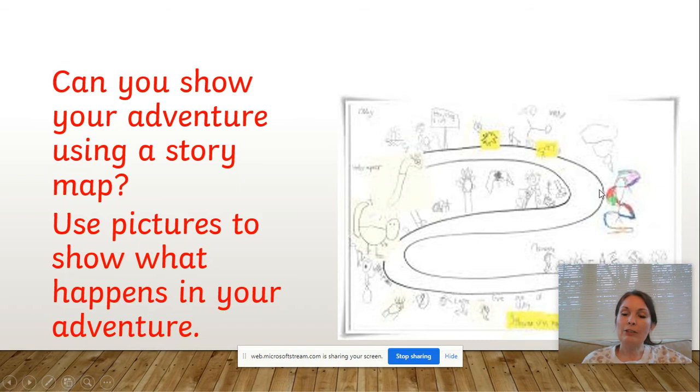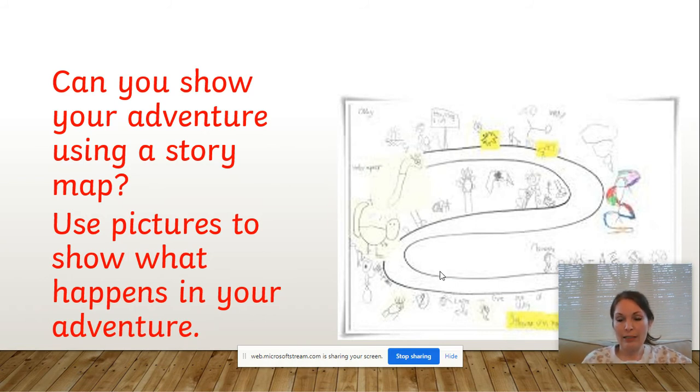Then, remember, you can use arrows to show us almost like a map. It really is like a story map, showing us what happens in your story as a map from beginning to middle to end. At the end, you want to show us how the event that happened in the middle ends.